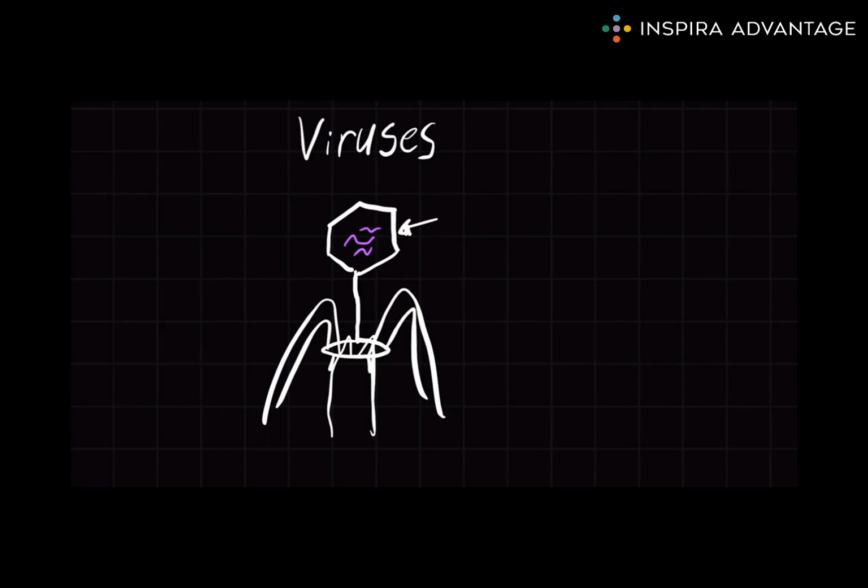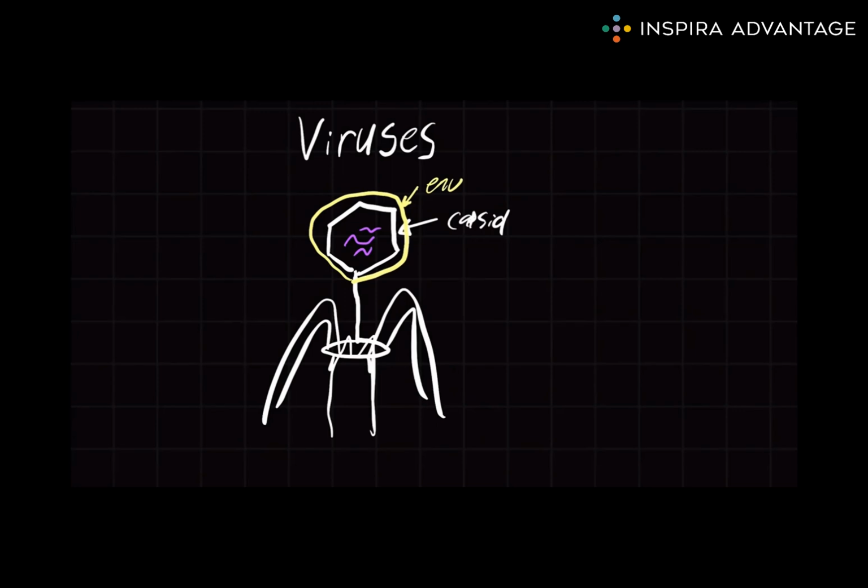The next part of anatomy we want to know is called an envelope. The envelope is the outermost layer of a virus that protects the genetic material inside the capsid. The envelope is most important for the virus when traveling between host cells. And again, not all viruses have an envelope.